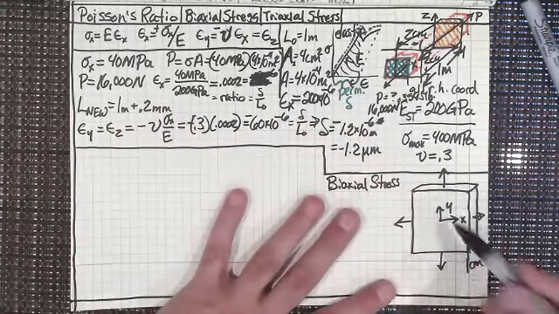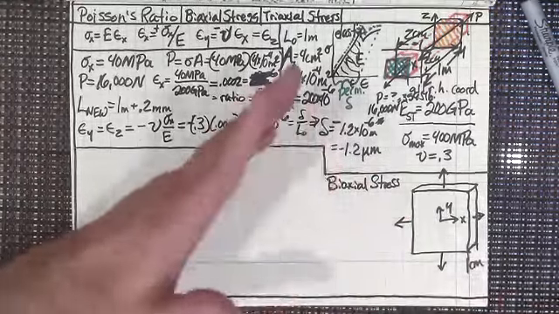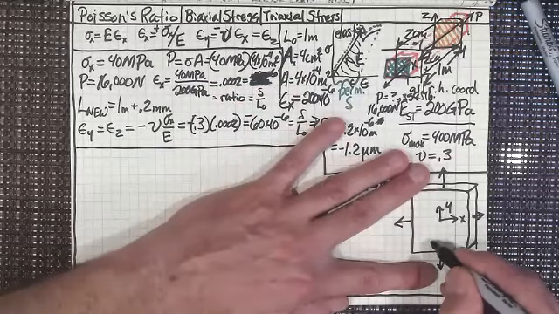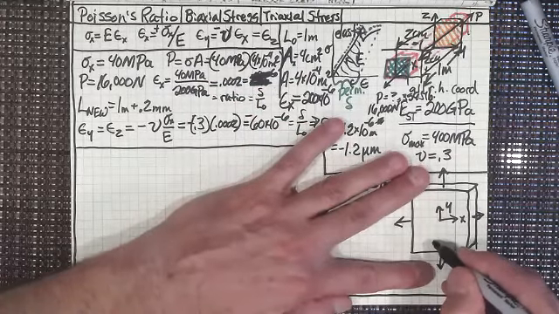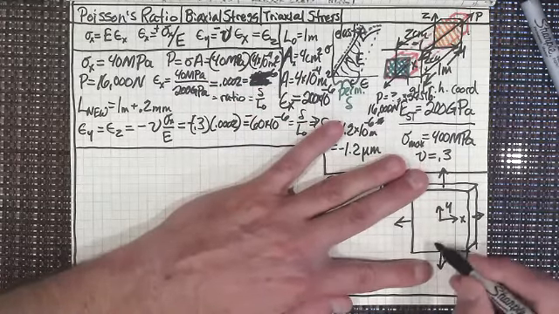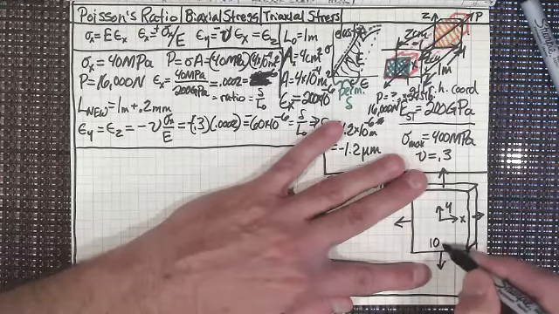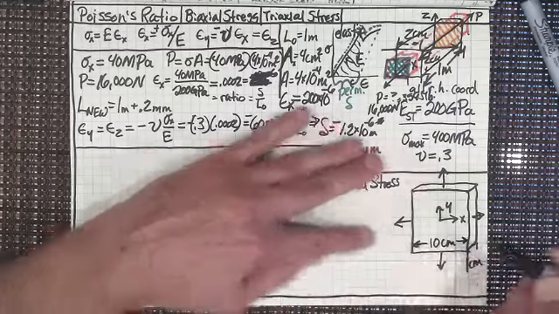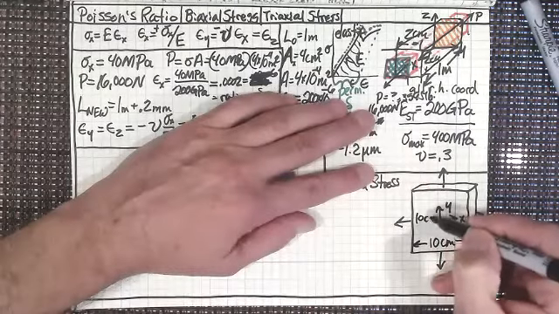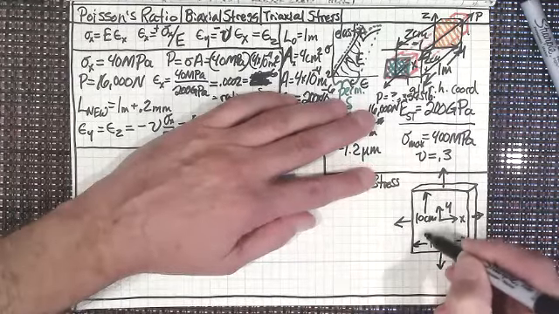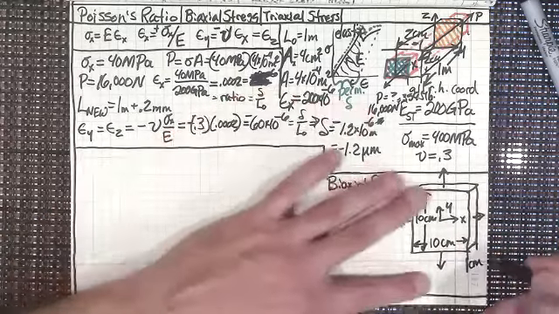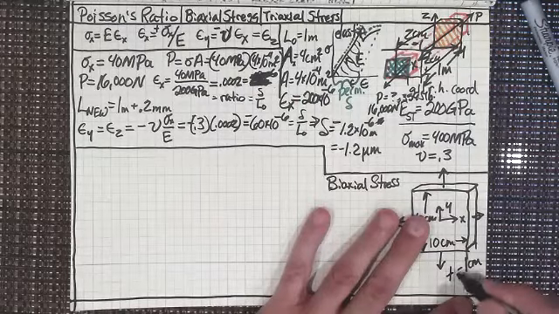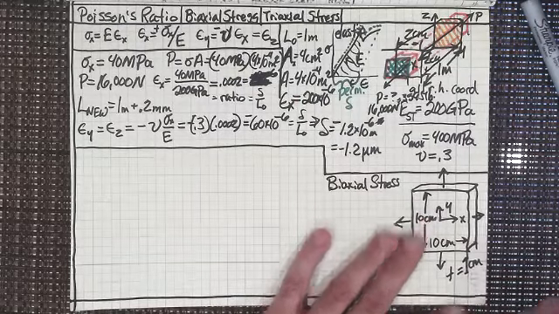Let's not really worry about how big this is, but I'll give it some dimensions. I'll say that this side here, we're just cutting a piece out of a large pressurized tank. And this is 10 centimeters from here to here, and 10 centimeters from here to here, and 1 centimeter thick. So we'll say that the thickness is 1 centimeter, right?